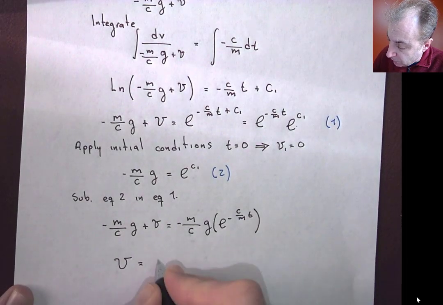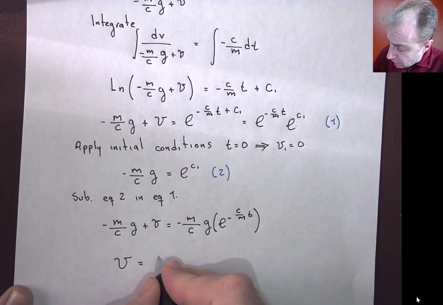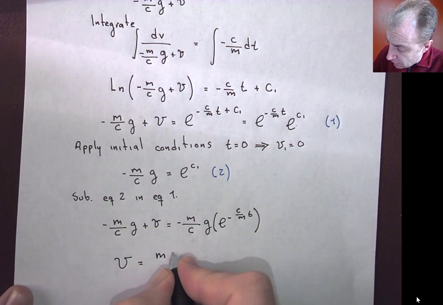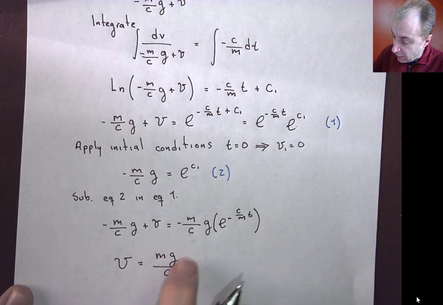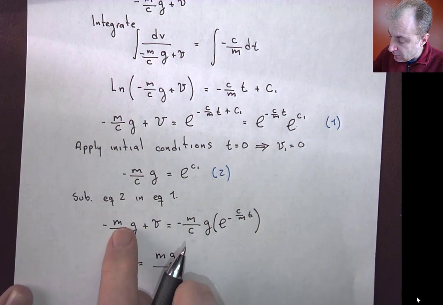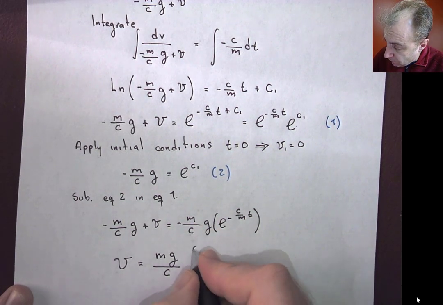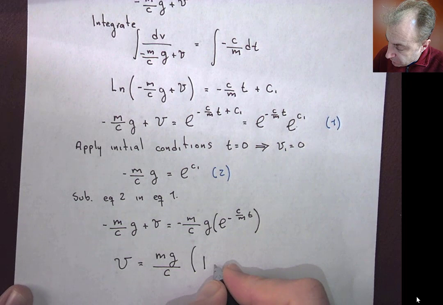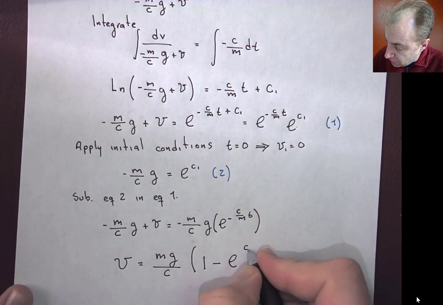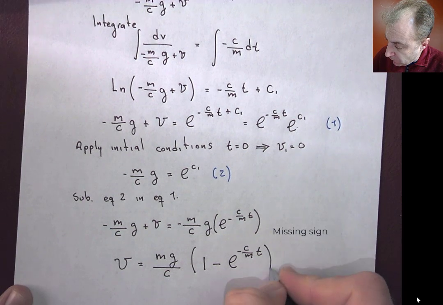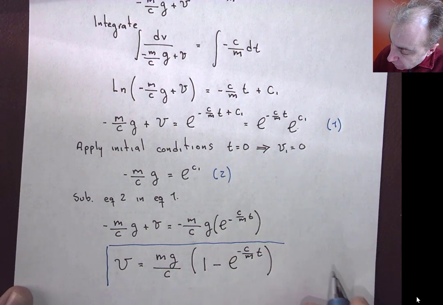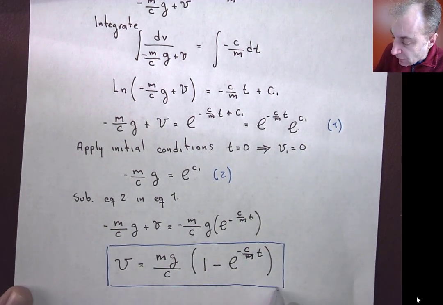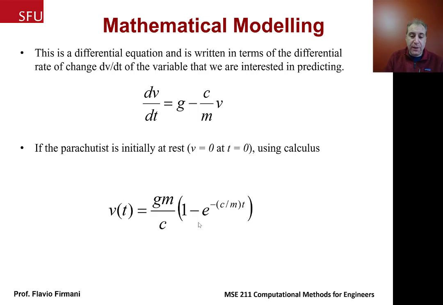So we send that to the other side, and we're going to have m times g over c. This is positive, so it's going to be 1. This is negative, so it's minus e to the minus c over m t. Okay, so that is the equation that we saw. The velocity of the parachutist will be given by this equation.